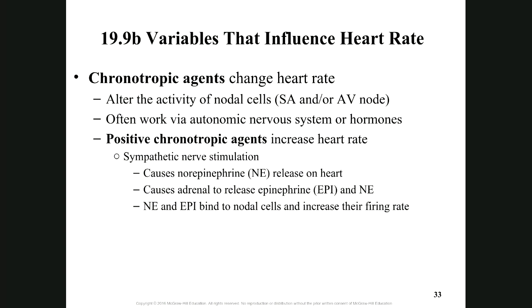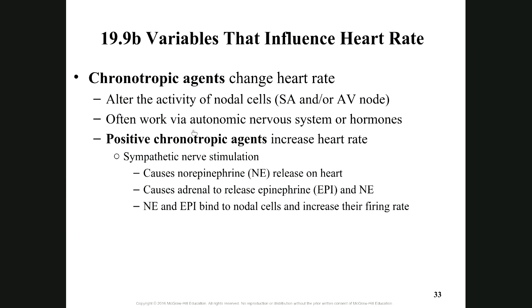We have different factors which can work on our heart rate. These factors are called chronotropic agents or chronotropic factors. So the chronotropic factors are the factors which can work on our heart rate. Some of them are positive, they can increase the heart rate, and some of them are negative and they can decrease the heart rate. So the chronotropic agents can alter the activity of our nodal cells, the SA node or AV node. They often work through our autonomic nervous system or different hormones.